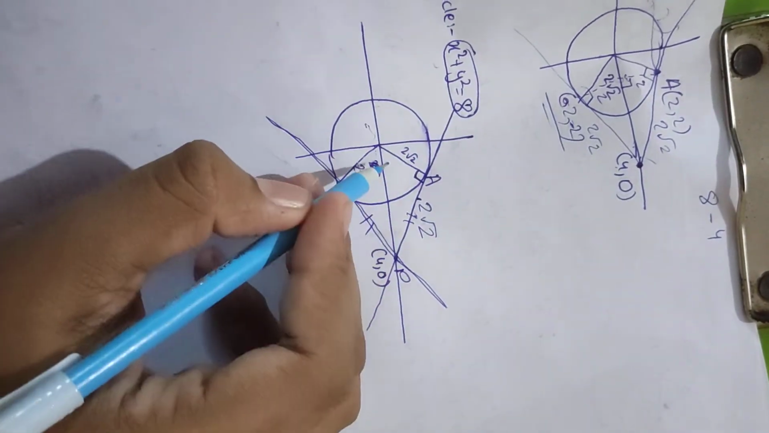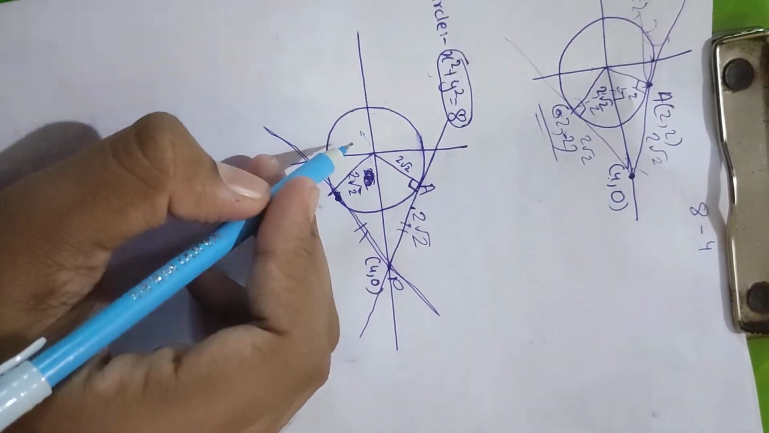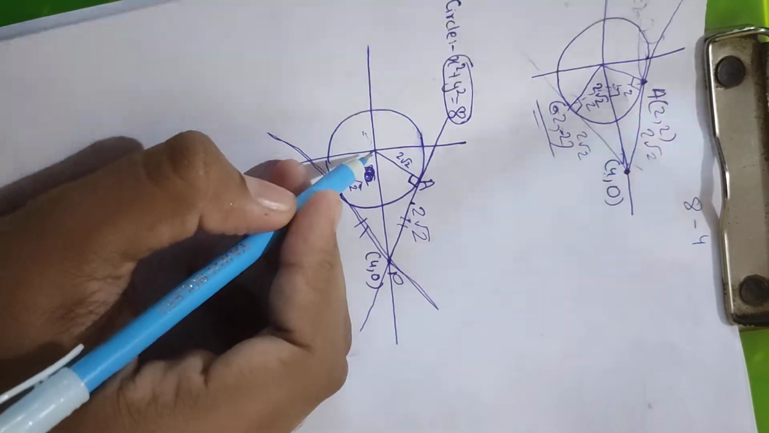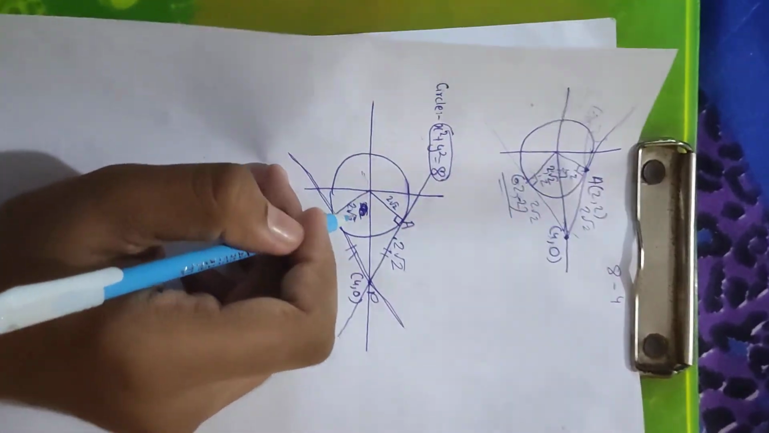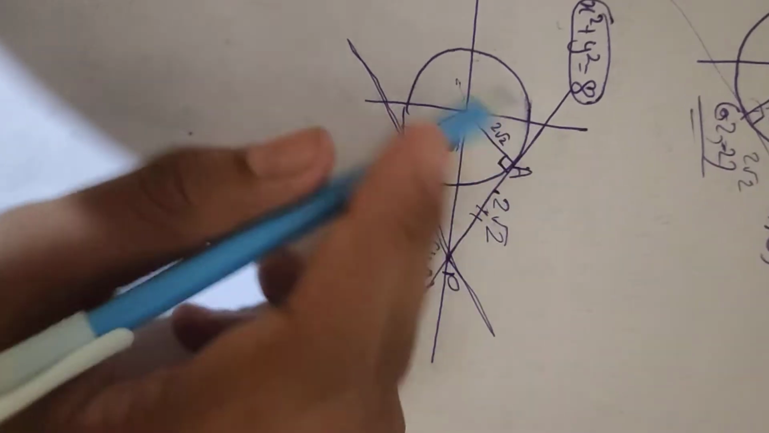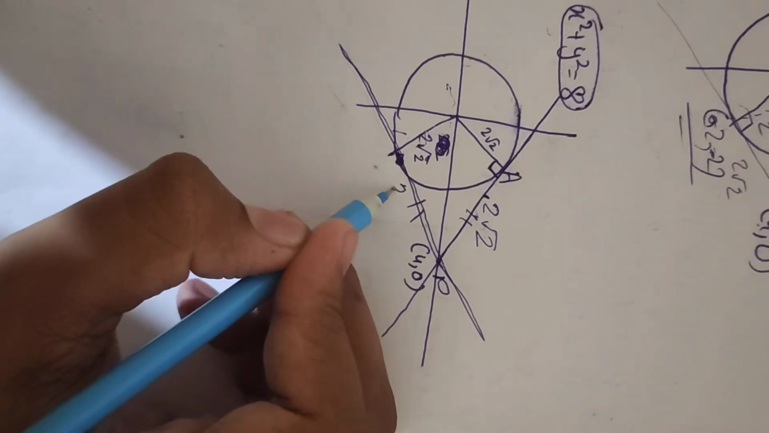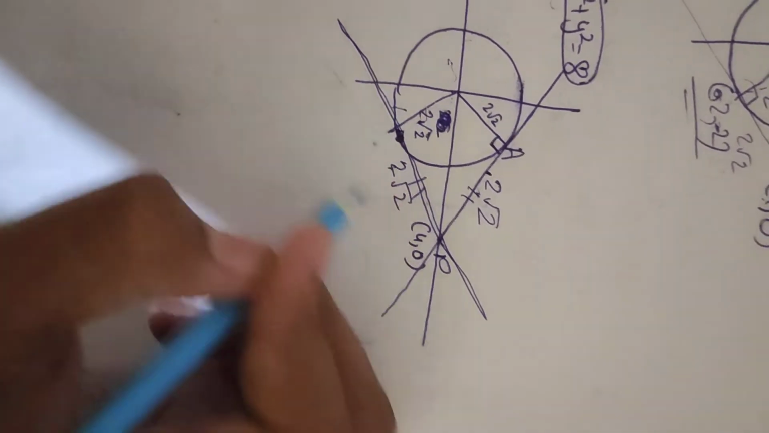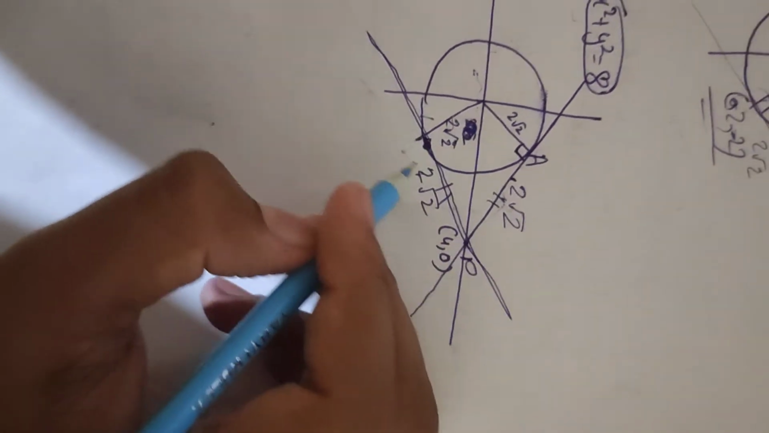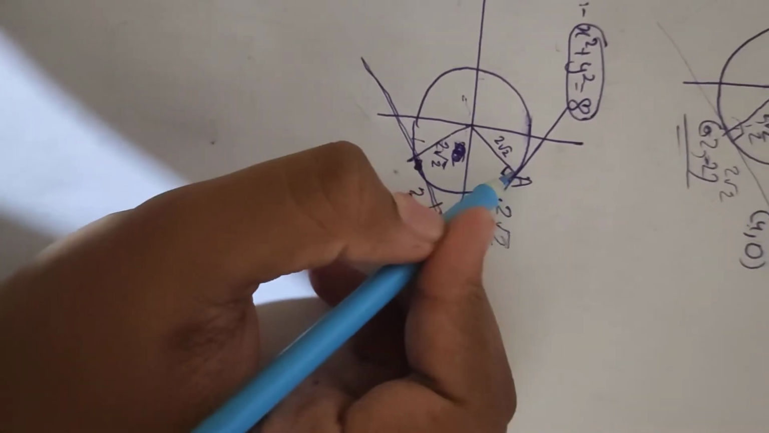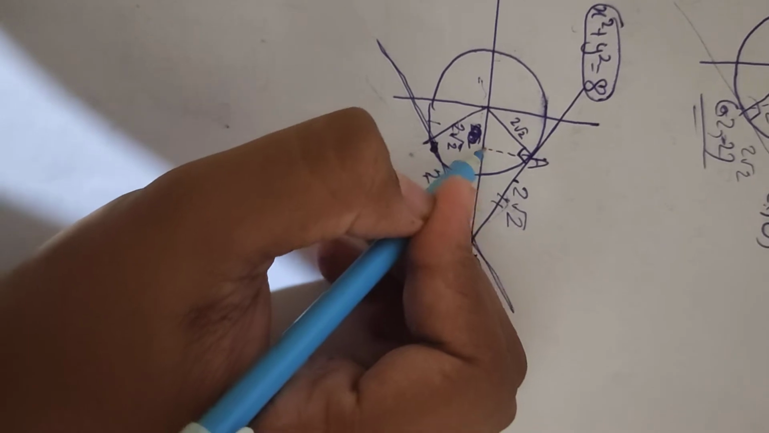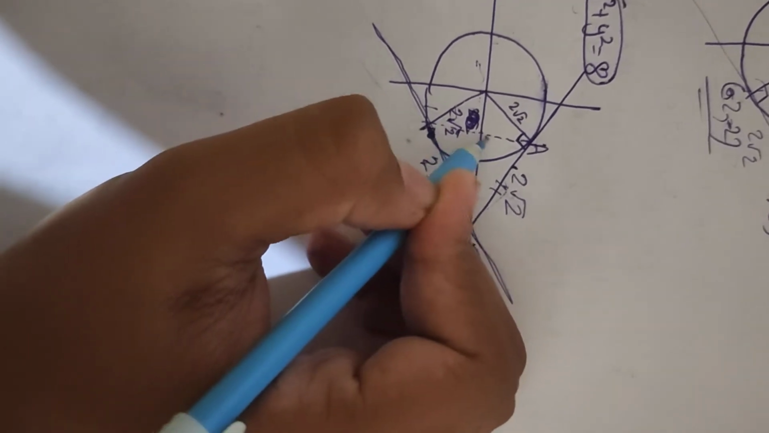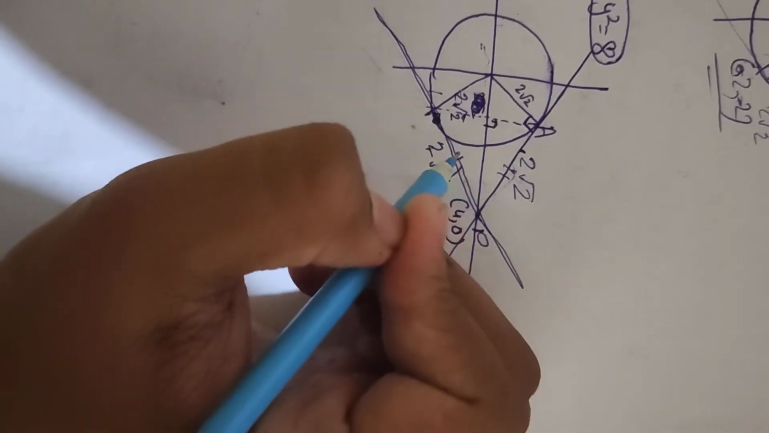We have studied this in class 10th. So if it is 2 root 2 and it is 2 root 2, this is the condition. So it would also be 2 root 2 by the property of this circle. As we can see, if we draw a line here, it will be perpendicular. All this we have studied in class 10.